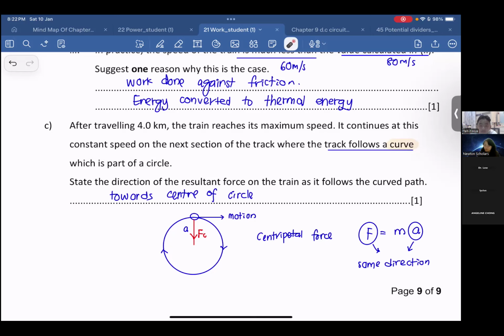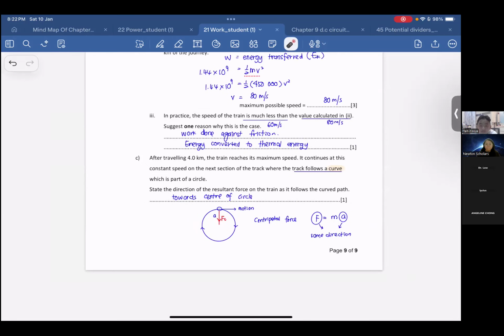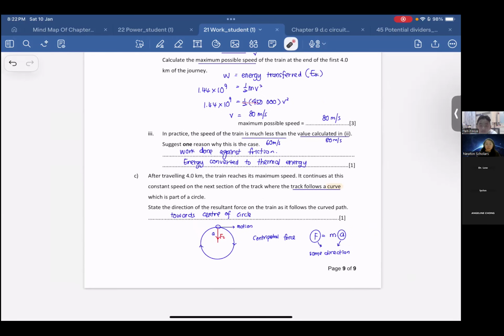Okay, if lesson number 21 is no problem, we are going to lesson 22. Is it okay? I saw Crystal okay. How about others? Angeline okay. Licious?